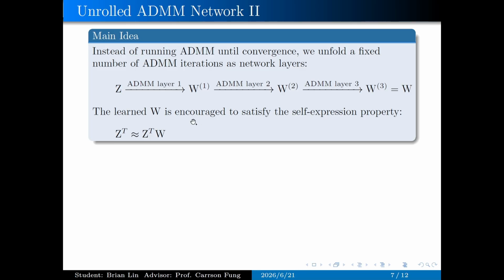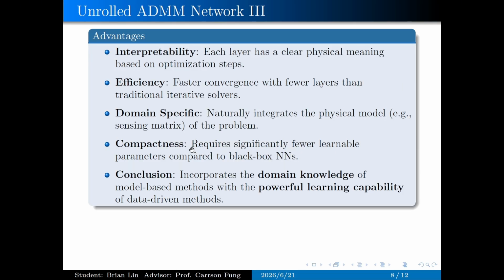It is due to the self-expression loss we have defined in the later slides. So the advantage of this kind of method is, first, interpretability. Each layer has a clear physical meaning based on optimization steps. The second is efficiency. It will converge faster than the traditional iterative solvers, because the model just learns the optimal parameters by itself.